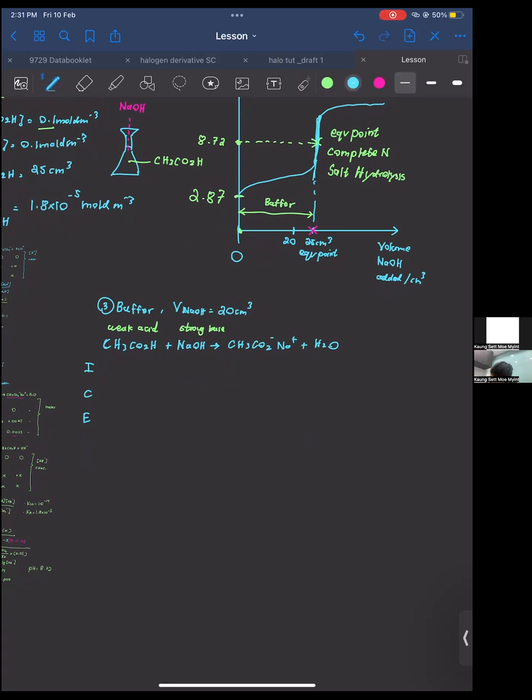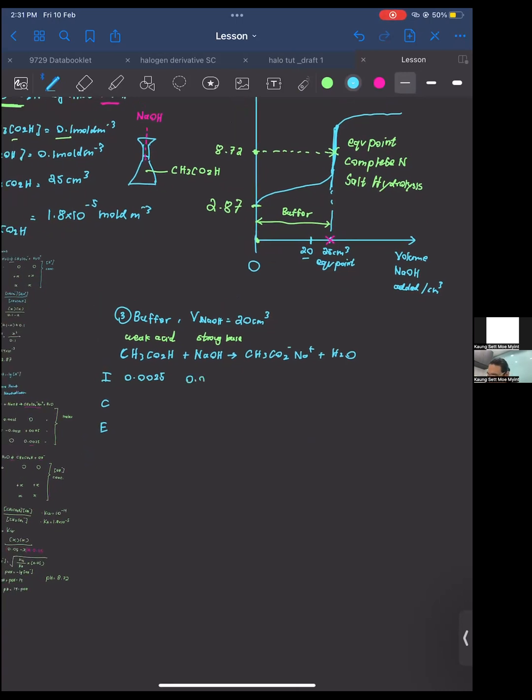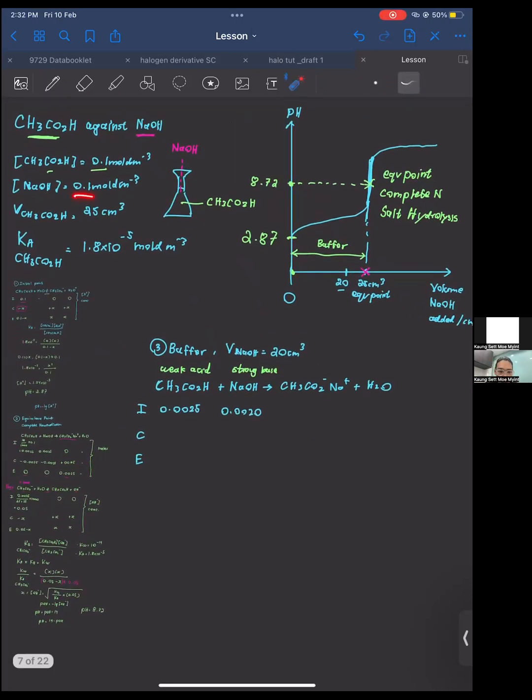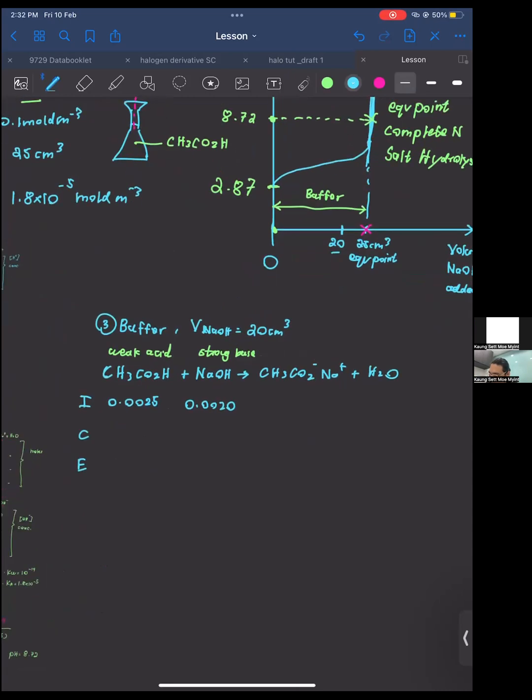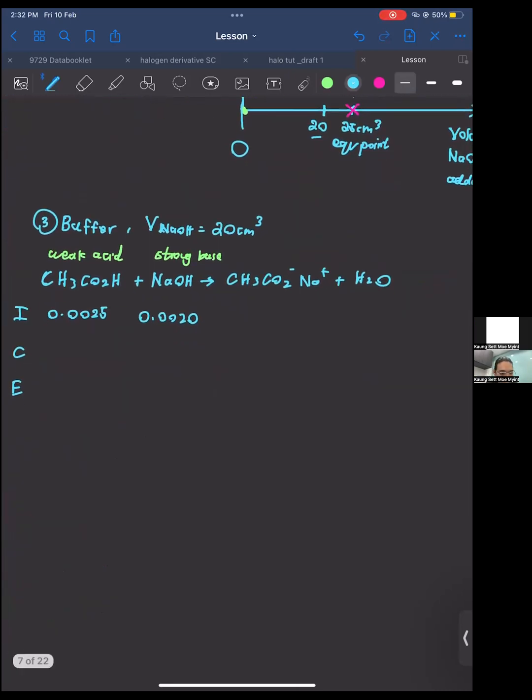So I'm going to do that. I'm going to use an ICE table. Okay. We know that ethanoic acid starts with 0.0025 because we just calculated it in the previous case. At 20 cm3, we are going to get 0.0020 moles of NaOH because of the concentration. Yeah. And you can see that they are not on a 1:1 ratio. And our NaOH is the limiting reagent. So it is going to react. So our change is going to be minus 0.0020. We are going to add 0.0020.